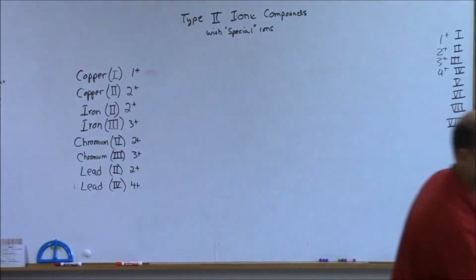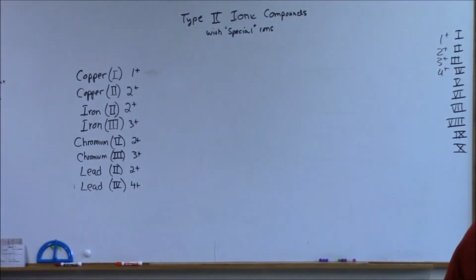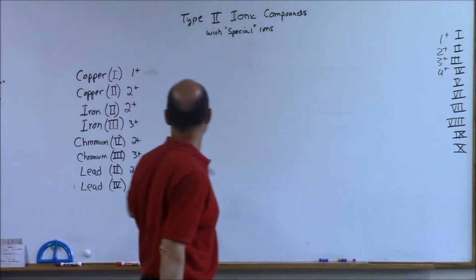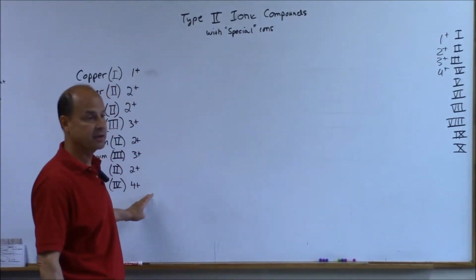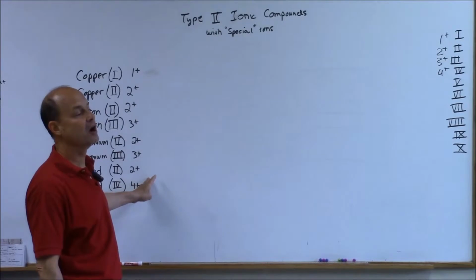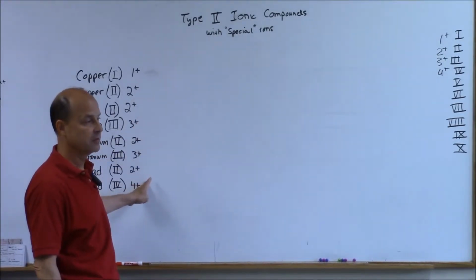Is there a negative version of that? Okay, so if it had a negative charge, it would be an anion. And all these special ions are cations, so they're all positive. Roman numerals for anions? No, you're absolutely correct.